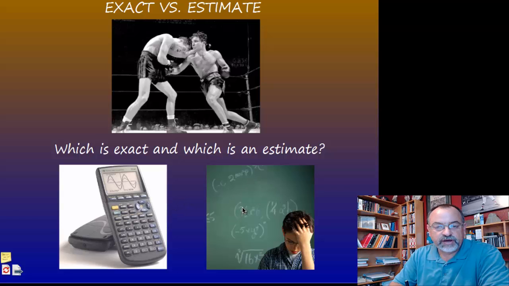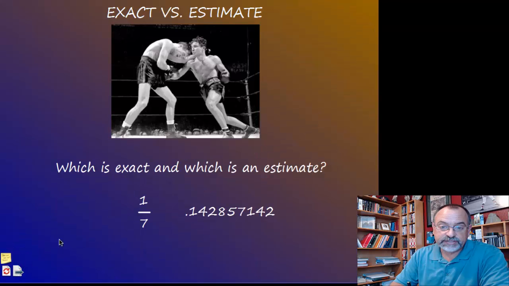So if you actually calculate something by hand or you use your calculator, which one would give you the exact answer and which one would give you the estimate answer? And actually it would be calculating by hand. The calculator can only give you estimated answers in most cases. Which is exact and which is the estimate?